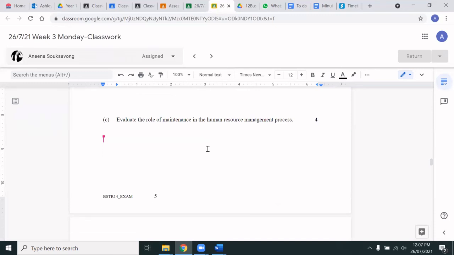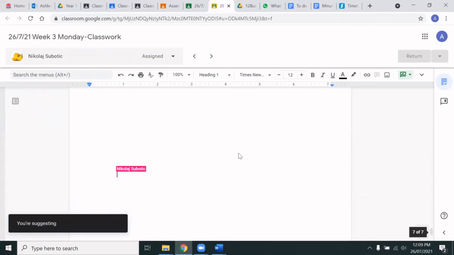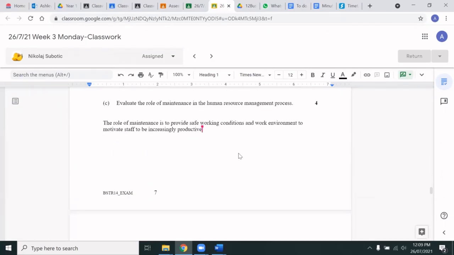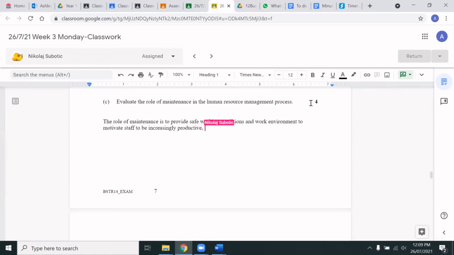Now, evaluate the role of maintenance in the human resource management process. Off we go, nice and quick. Now, it's only worth 4 marks, and I say only because it is an evaluate question, which is high level. So you've got to think about the lines, the marks, and the directive term, the directive verb. It's going to want more than a description.